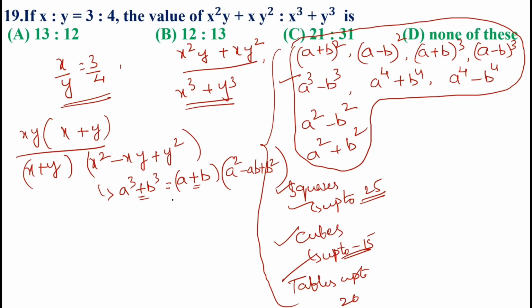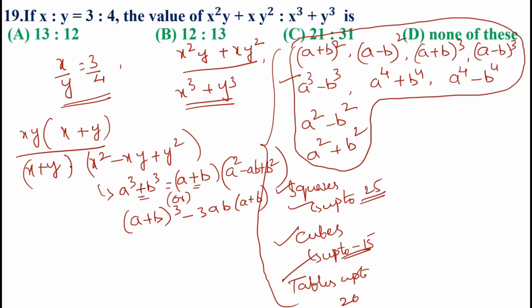There is another formula for a cube plus b cube: a plus b whole cube minus 3ab into a plus b. These are the two formulas for this.